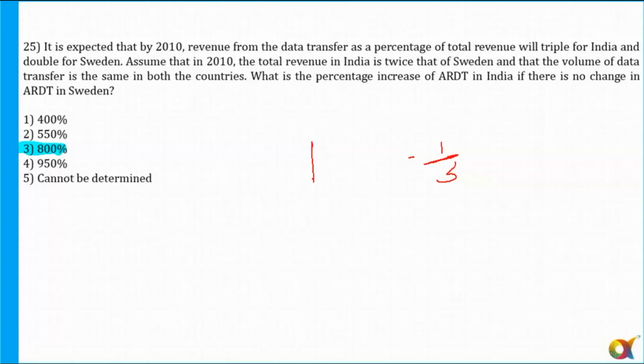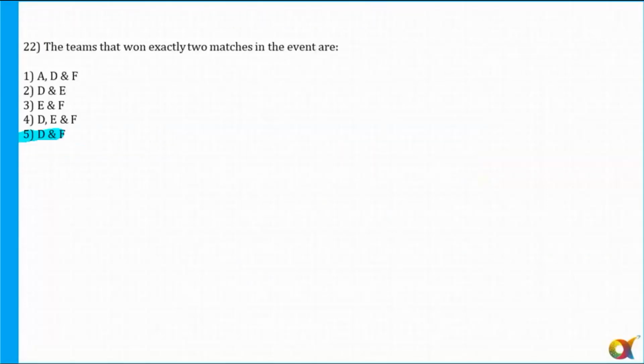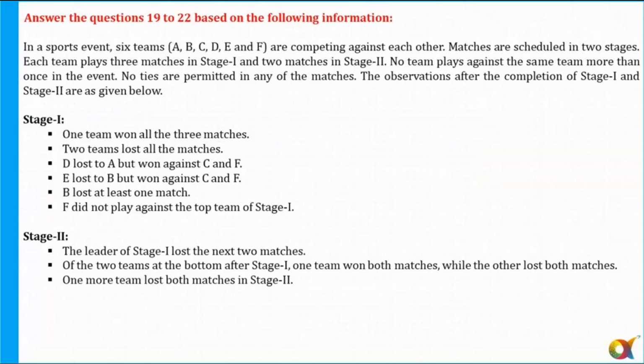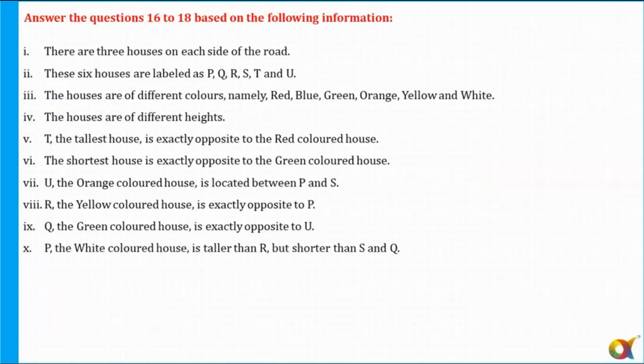Before I start with the discussion, can you guys tell me which was the set which was doable? I think among all the sets, this set was easy. That is question number 19 to 22. These 4 questions were very much easy. बहुत ही easy था ये. 19 to 22 and that is from 16 to 18.